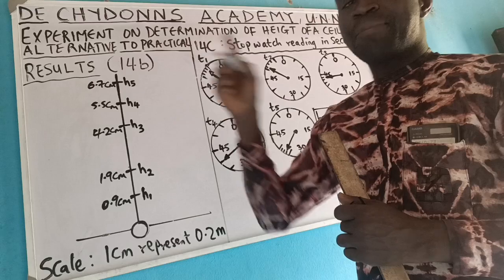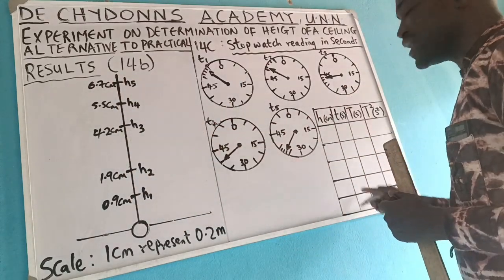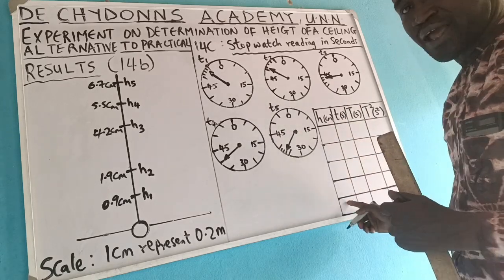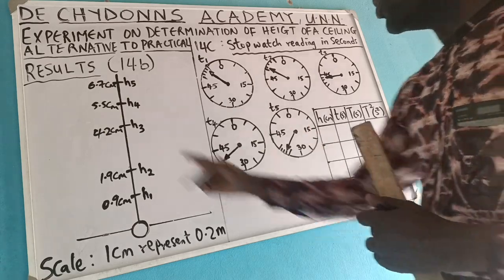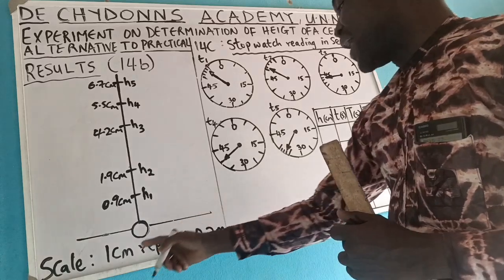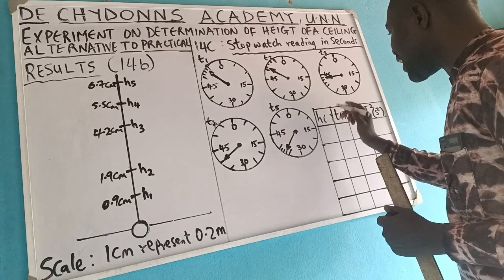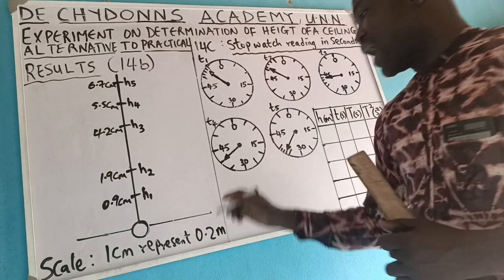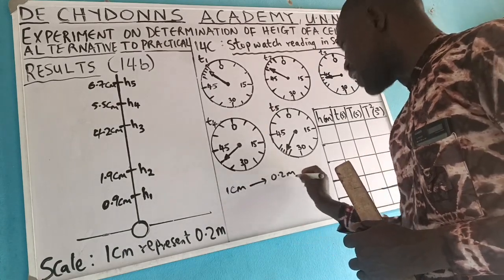But some persons will make the mistake of writing these values inside the table for H1, H2, H3, H4, H5. Do you get what we're saying? Do not write this value here. What you do is compare it with the scale given to you. That means the unit should be in meter, not in centimeter, because when we convert it, it will be in meter. How? 1 cm is to 0.2 meter.